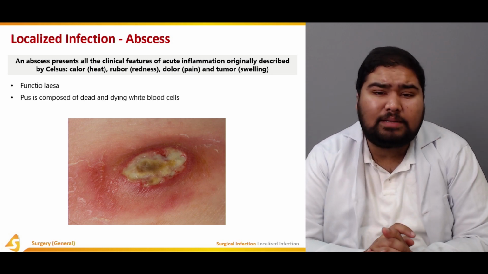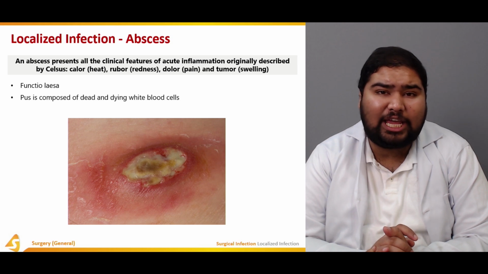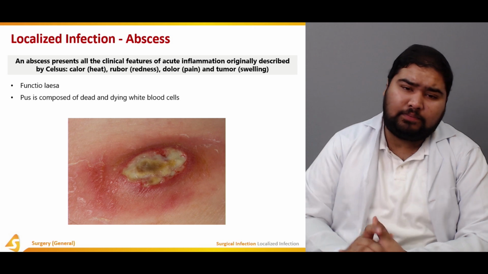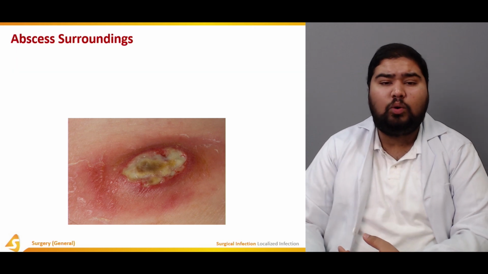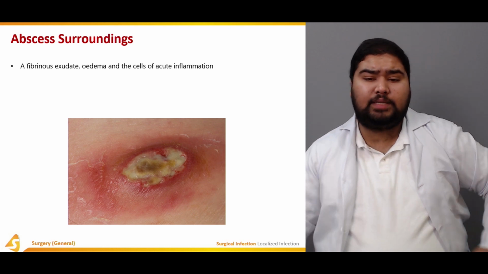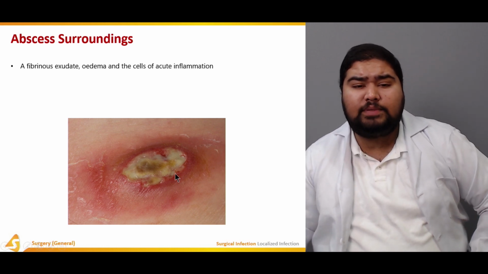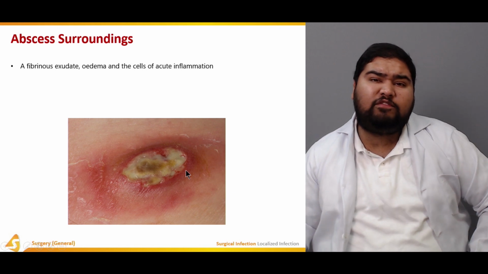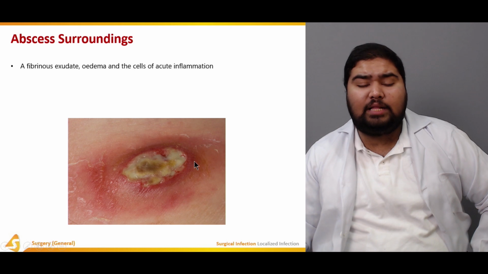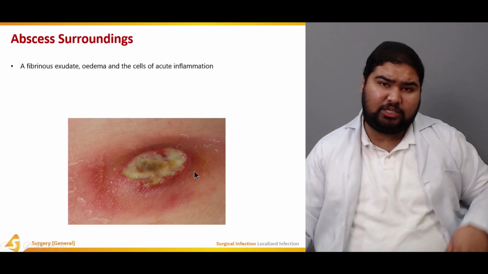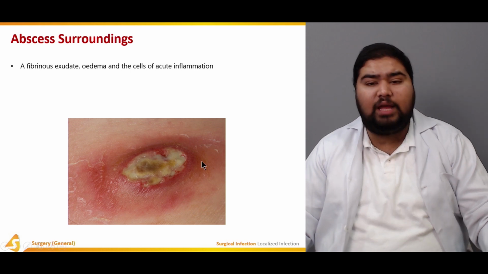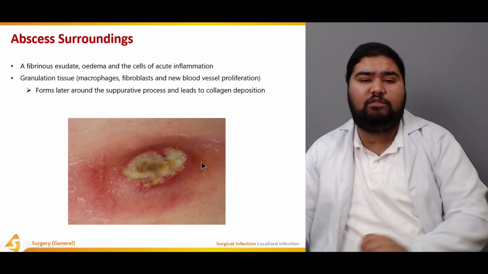Now, the pus is composed of dead and dying white blood cells, hence the color. So, what makes up the surroundings of the abscess? The surroundings of the abscess are made up of a fibrinous exudate and edema in cells of acute inflammation. So, we have a fibrinous exudate, we have edema, and we have cells of acute inflammation.